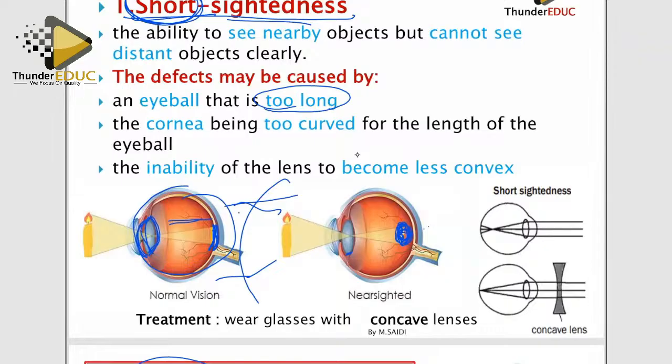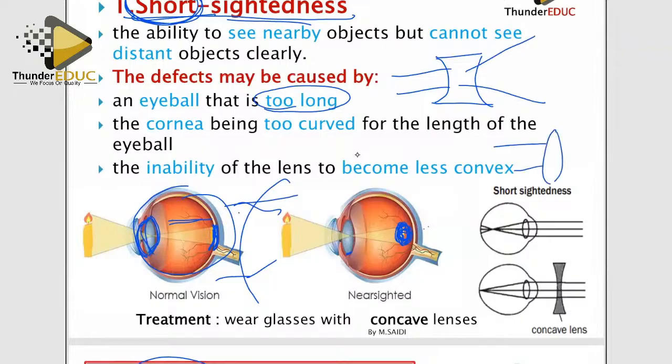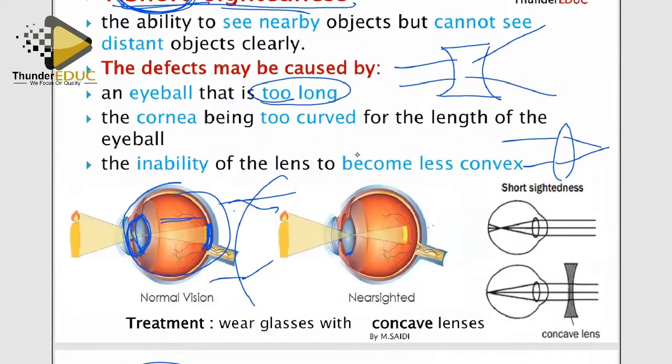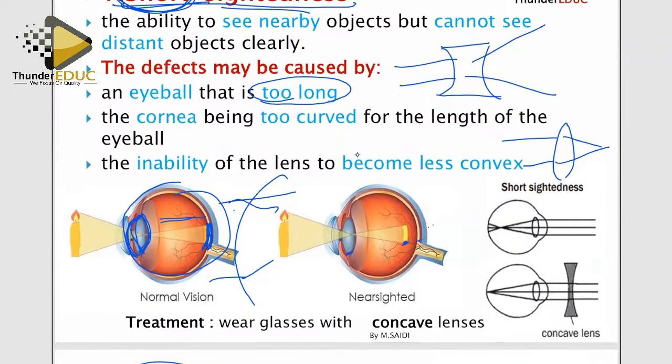So what do we do? We have two types of lenses. We have a lens which is a concave lens. We call it a diverging lens. And then you have another one which we call a convex lens. Because now we want to push this image to move from here, this point, to the retina.